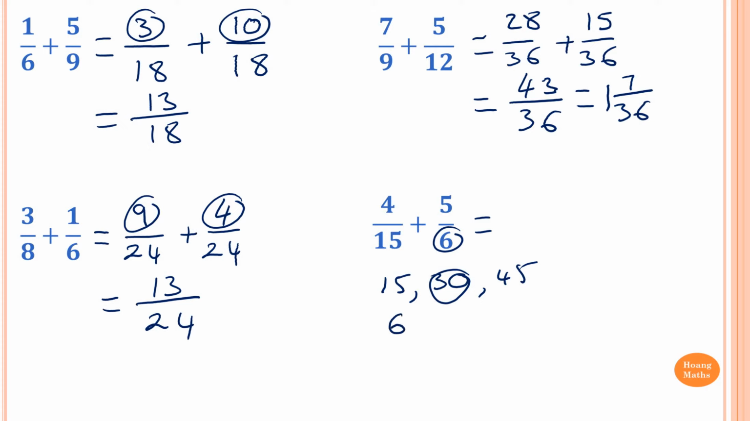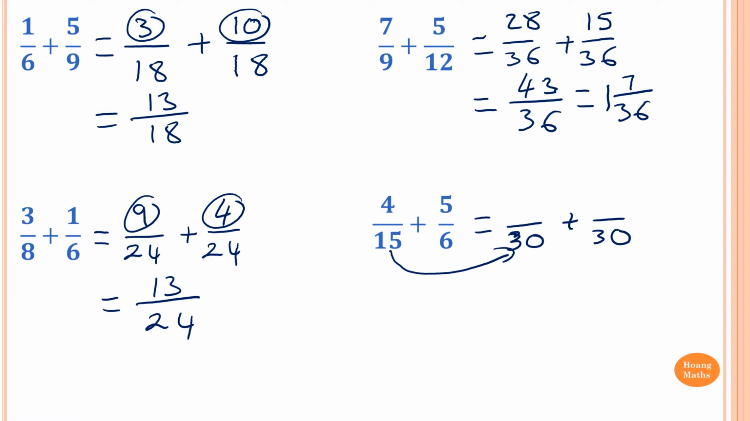And then for 6: 6, 12, 18, 24, 30. We stop. See, you can see it here. So it's 30. So just write 30 here as well. So from here to here, we times this by 2, so the top times by 2 as well. So 4 times 2 is 8. Then from 6 to 30, you times this by 5. So therefore, the top must times by 5 as well. So 5 times 5 is 25. So just write 25 out.